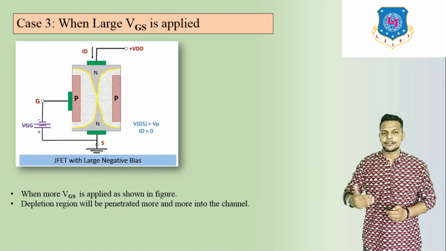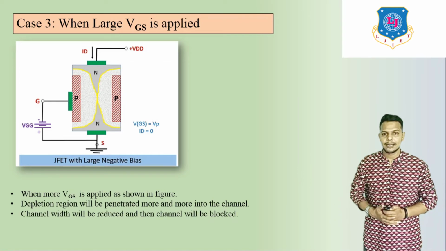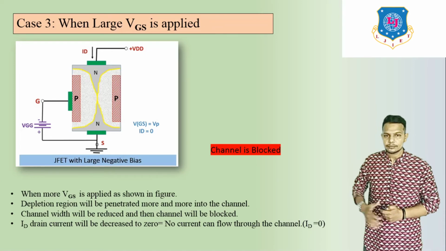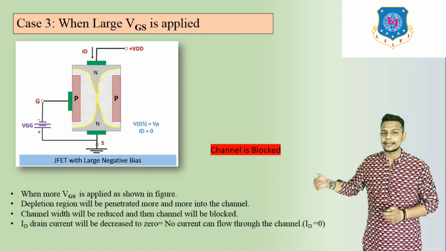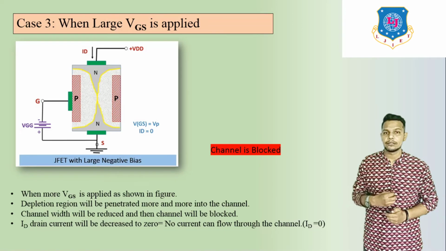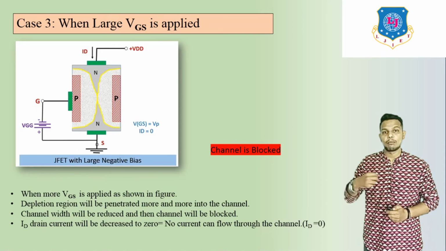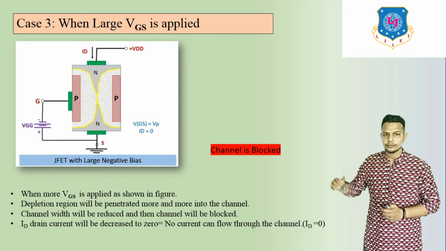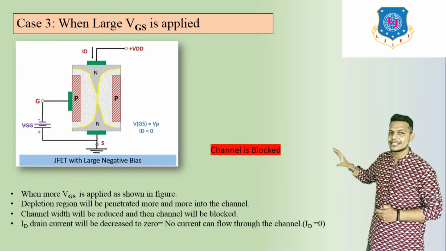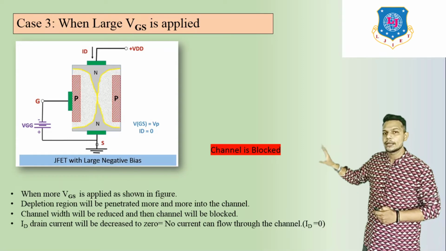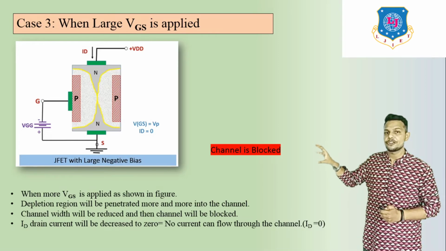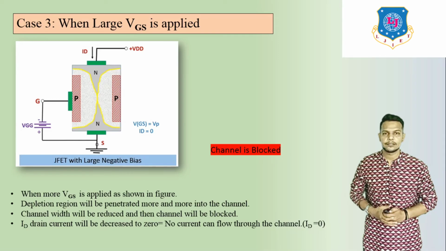The depletion region will penetrate more and more into the channel, and the channel width decreases. So ID, drain current, will decrease to 0. That means ID is equal to 0 at VGS more negative. That means no current can flow through this channel. So here we can see the channel is totally blocked, because the depletion regions touch together.